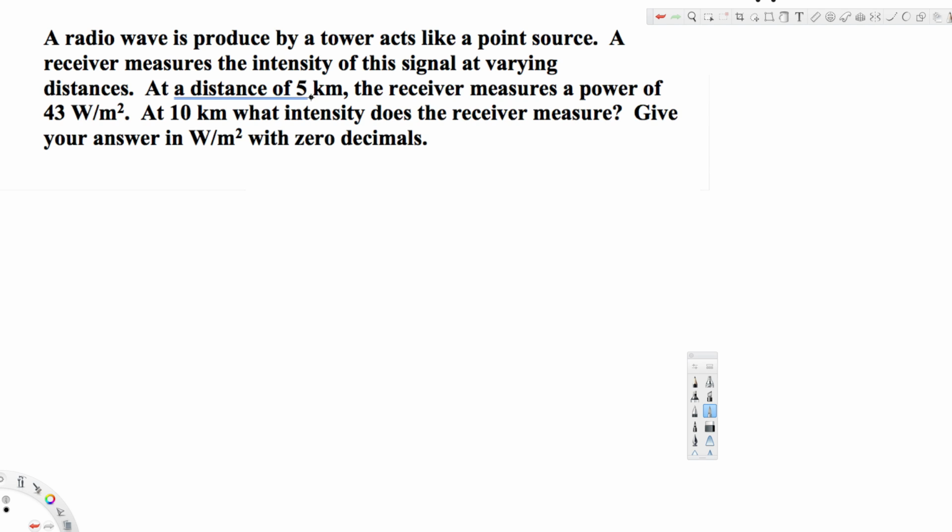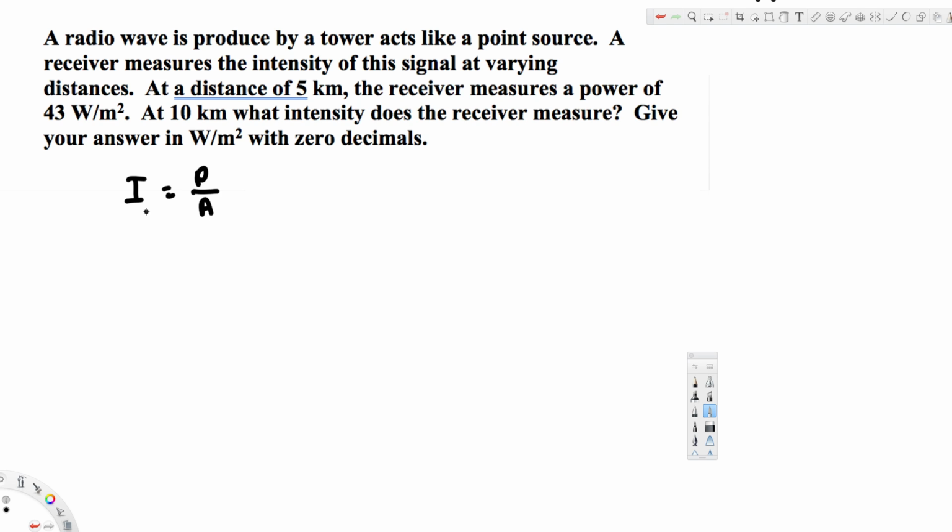First we had 5 km, and at that time we had 43 watts per meter squared. Here the question is asking, at 10 km distance, what's going to be the intensity. So we have to know what happens to the intensity when the distance changes, right? So we have to know the relationship between intensity and the distance. To find this, we can use the intensity equation, I is equal to P over A.